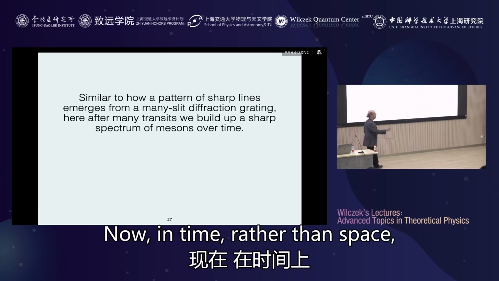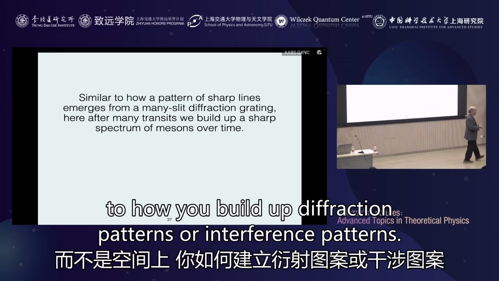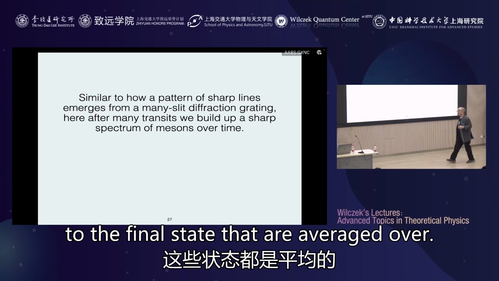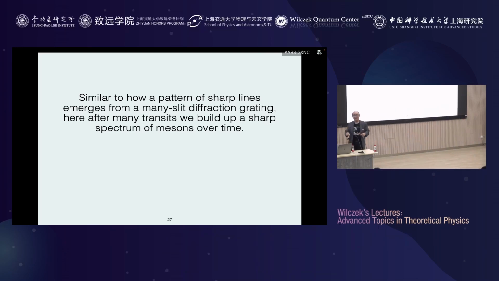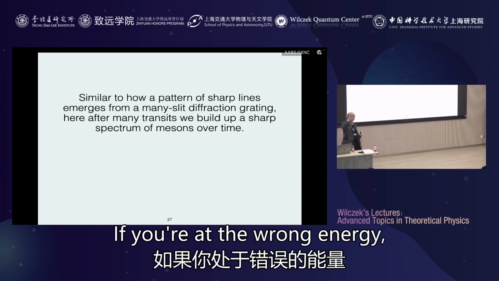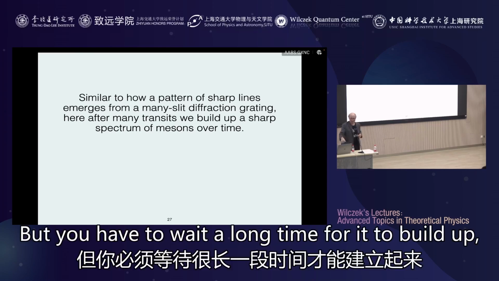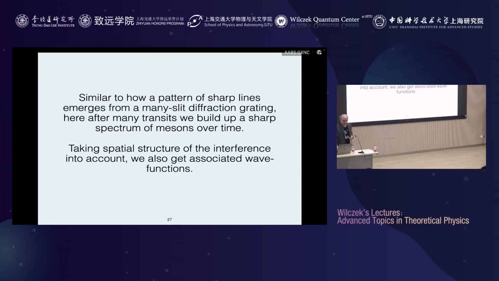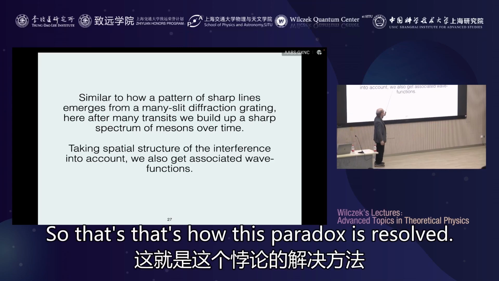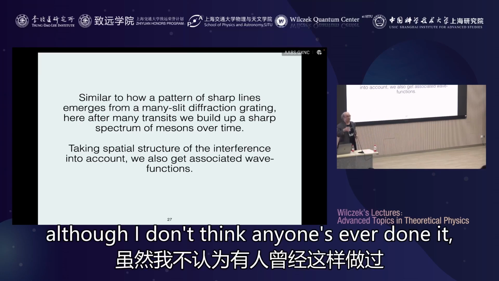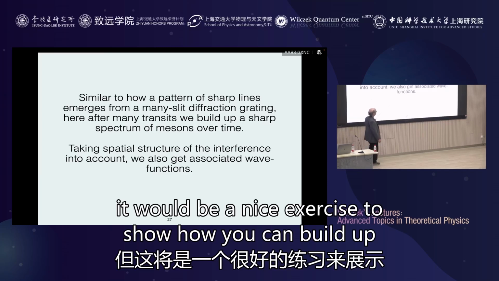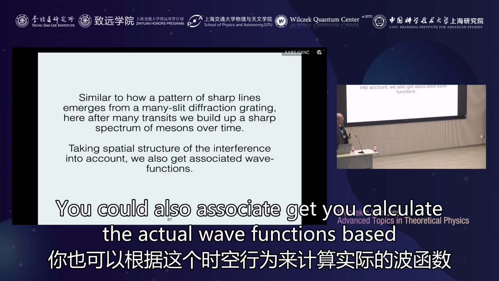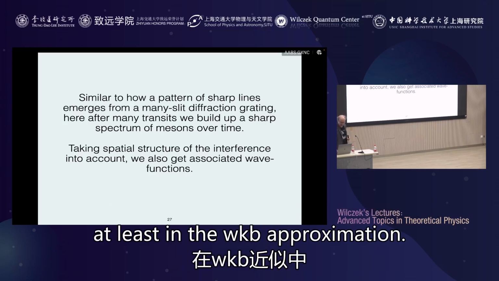And this is very similar, now in time rather than space, to how you build up diffraction patterns or interference patterns. Because they keep coming, you have many ways of getting from the initial state to the final state that are averaged over, and they can interfere with each other. You can get destructive interference. So if you're at the wrong energy, where there's no bound state, you get destructive interference. But you have to wait a long time for it to build up, because these cycles are very, very slow. Okay, so that's how this paradox is resolved. And although I don't think anyone's ever done it, it's a nice exercise to show how you can build up also, by a closer analysis, the actual wave functions based on this space-time behavior, at least in the WKB approximation.